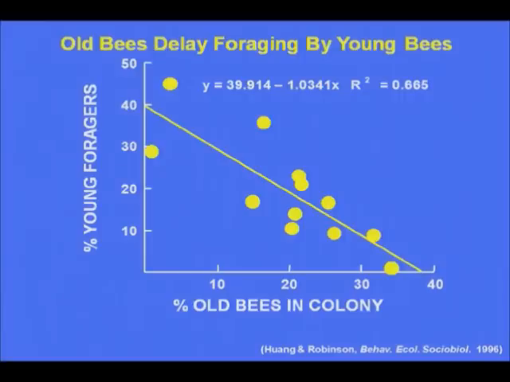First of all, here's an experiment, a large-scale social engineering experiment. Each of those dots represents a colony with an artificially manipulated age demography, and what you can see is that there's a negative relationship there between the rate of behavioral maturation and the percentage of old bees in the colony. The more the old bees in the colony, the slower is the rate of maturation, and that's revealed by the fewer or lower percentage of young bees in the foraging cohort.